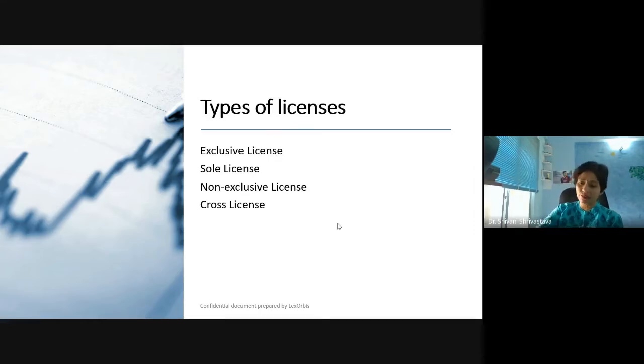And then there is one more issue related to exclusive license. If the licensee fails to manufacture, then the technology is not commercialized. You won't be able to commercialize the product in the market because you have given an exclusive license to only one industry and they are not able to manufacture the product and commercialize it in the market. So there are other options.